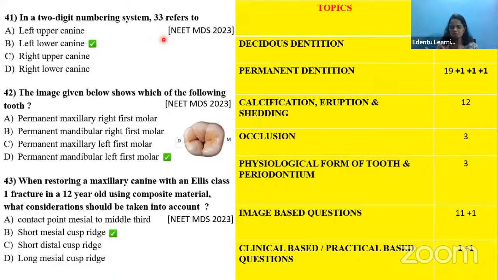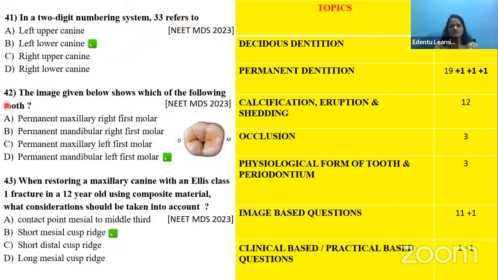Or they can ask a question like, what is 3 3, or what is 2 3 from the FDI system, or what is 1 6 from the FDI system. Okay, I hope it will be easier for you guys, because most of you are working professionals or interns, and you will be using it in your daily clinical practice also. So this is usually an easy question in dental anatomy.